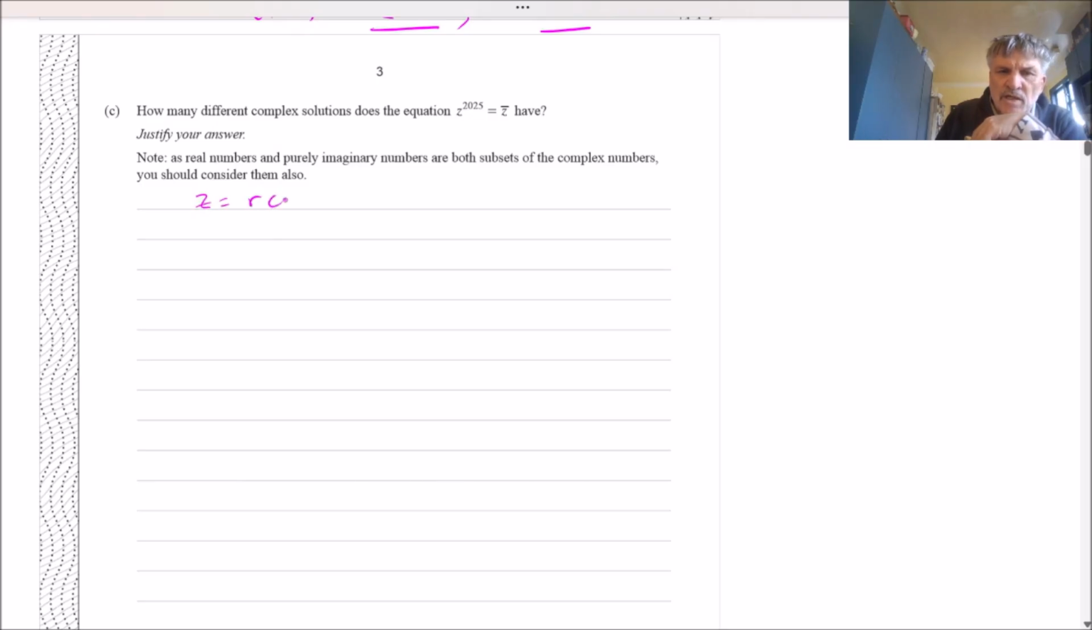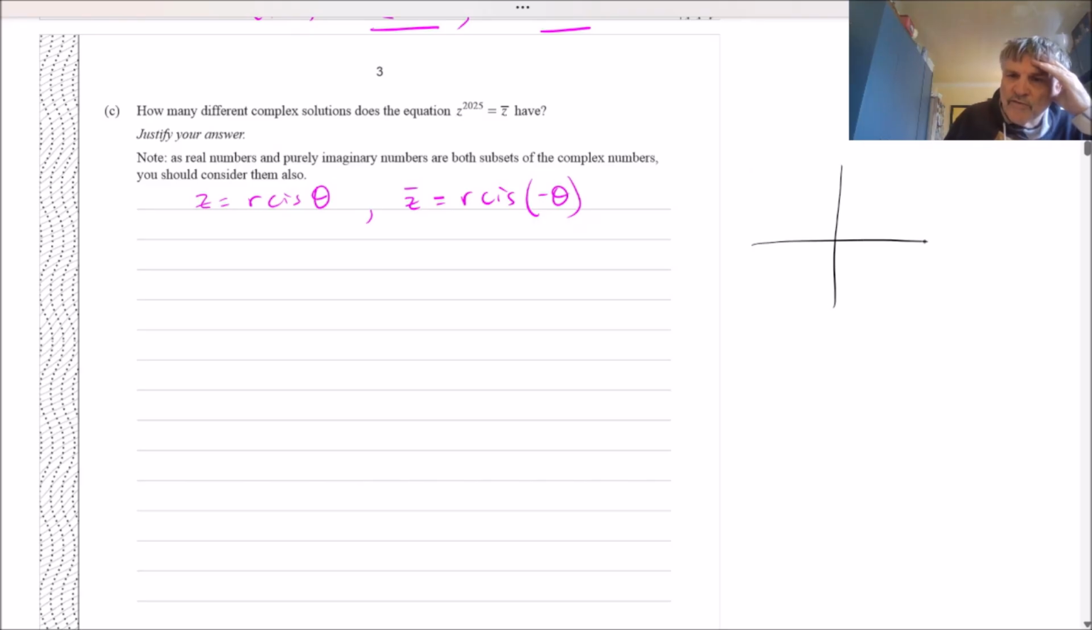Z equal to R cis theta. Then Z conjugate is R cis minus theta. That's how they're related. So if we've got Z here somewhere, at an angle of theta, the conjugate of Z is down here. This is the same angle, so we're going in the opposite direction, so it's minus theta. Hence we get this value in here.